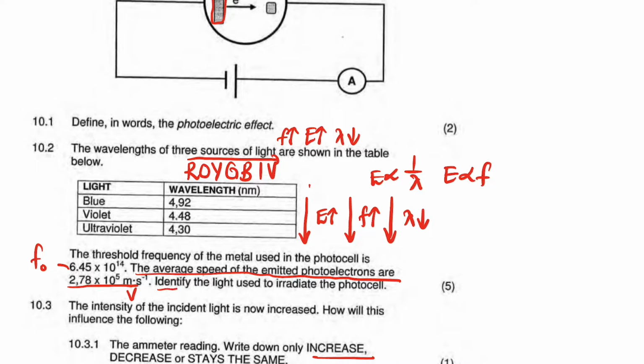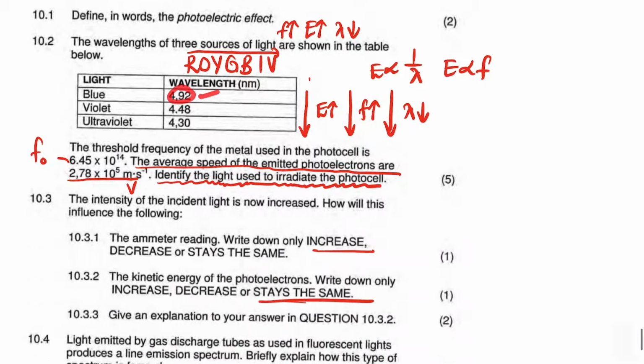Now question 5, it says identify the light used to irradiate the photocell. So which light is used here? If we are given the threshold of the metal and the speed of the electrons that are ejected, we're given the speed of them. So which light between these lights has done the photoelectric effect, has ejected? So we're going to calculate the wavelength. Once we get this wavelength, that means it's ultraviolet. Once we get this one, that means it's violet, and this one, that means it's blue. So what are we going to do?